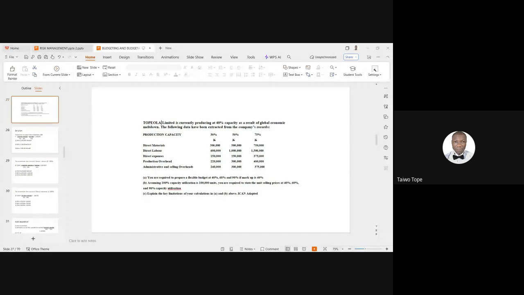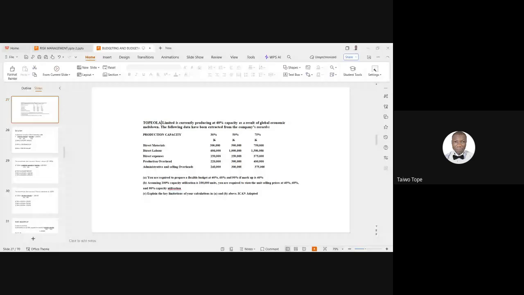And when you want to determine markup as a formula, it will be your profit over cost multiplied by 100. So for you to know your selling price, what will be the margin that you add to your cost to come up with an appropriate selling price where you'll be able to make profit?